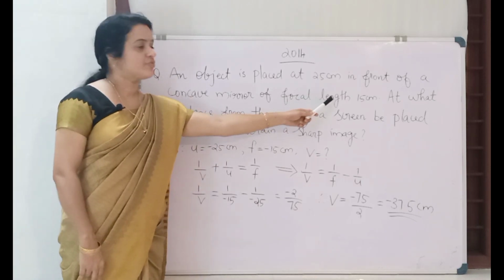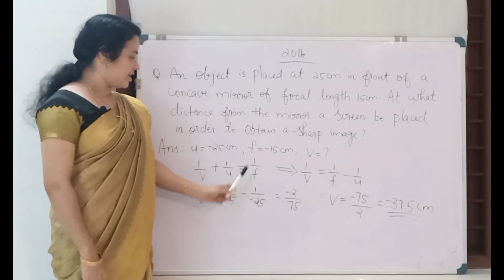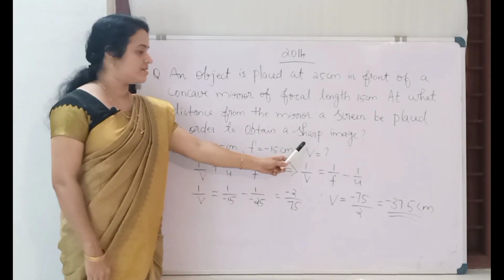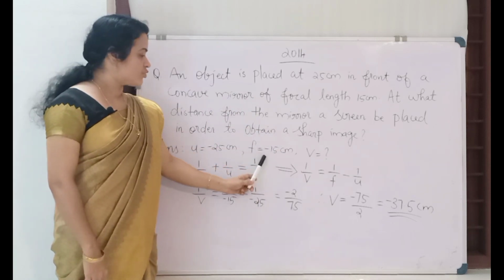Focal length is given as 15 cm. So we can write f is equal to minus 15 cm, because in the case of a concave mirror it is minus. So minus 15 cm.